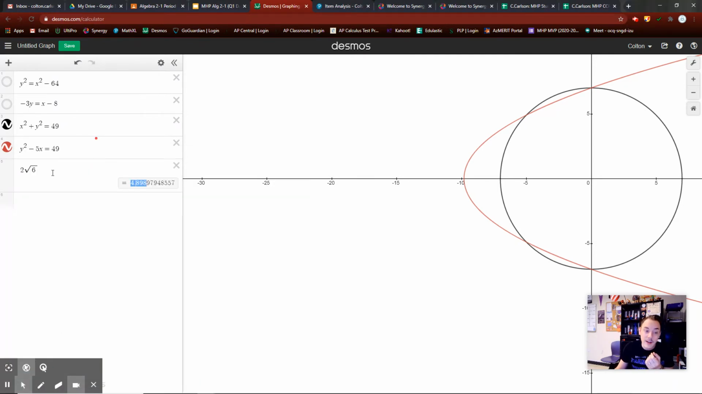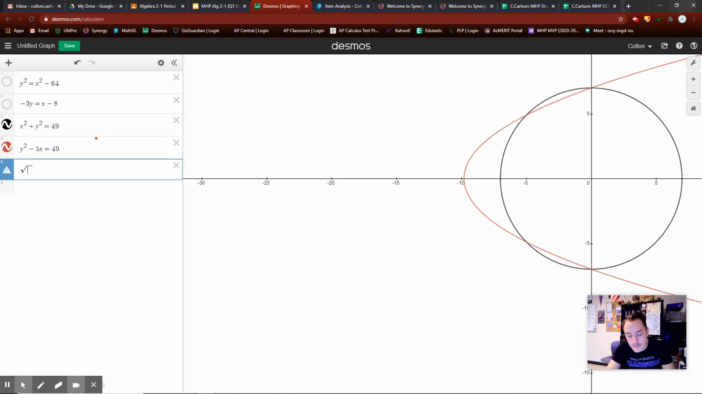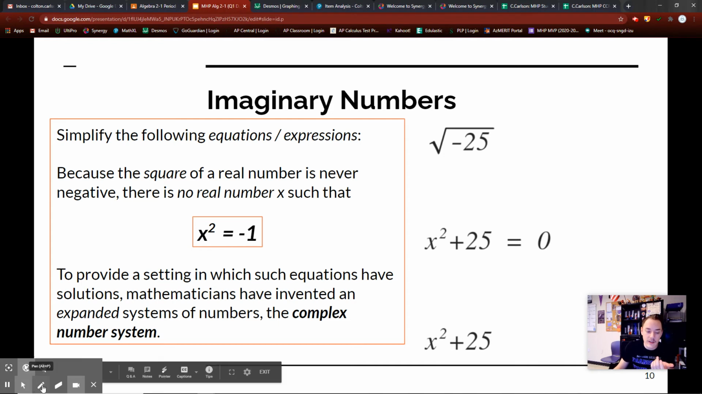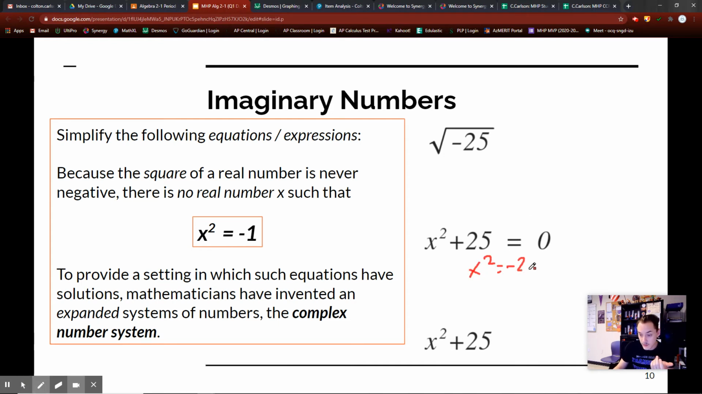Okay. When I go to Desmos.com, let's do square root of negative 25. What does it say, kids? Undefined. Okay? That's undefined. Now, what if I do this? What if I minus the 25 over? So I have x squared equals negative 25. What is that? Square root, square root. I get the same problem as that.